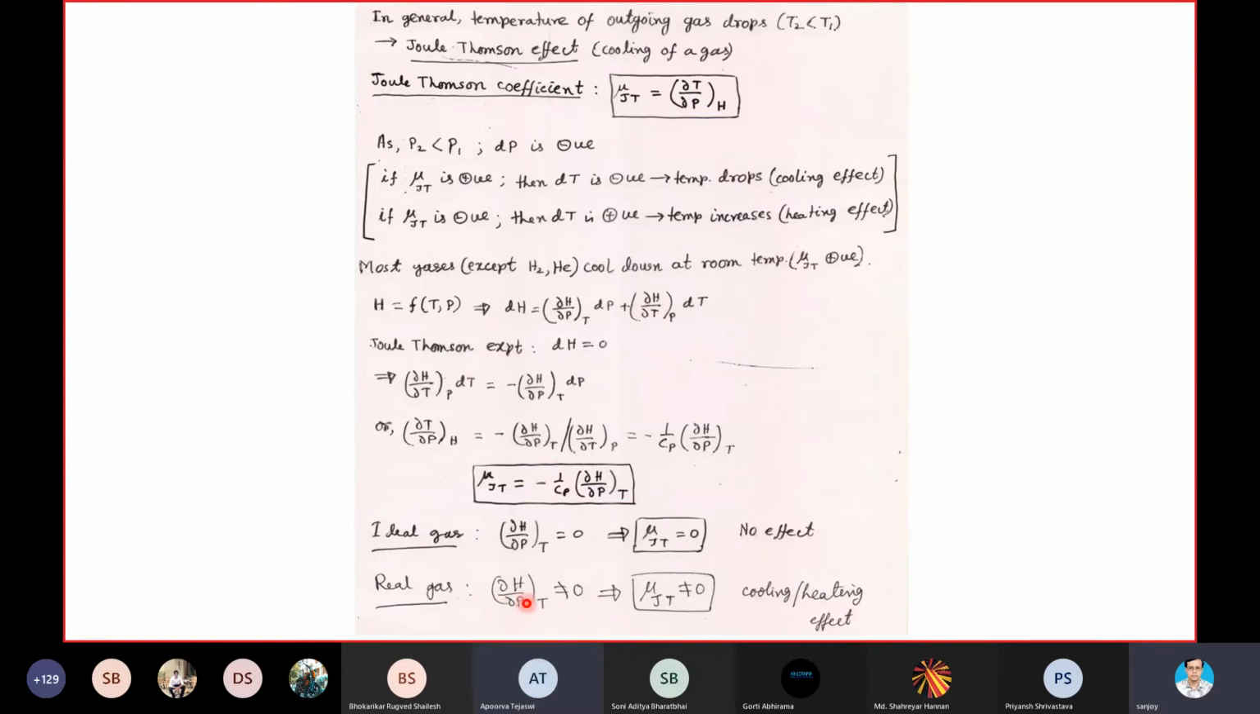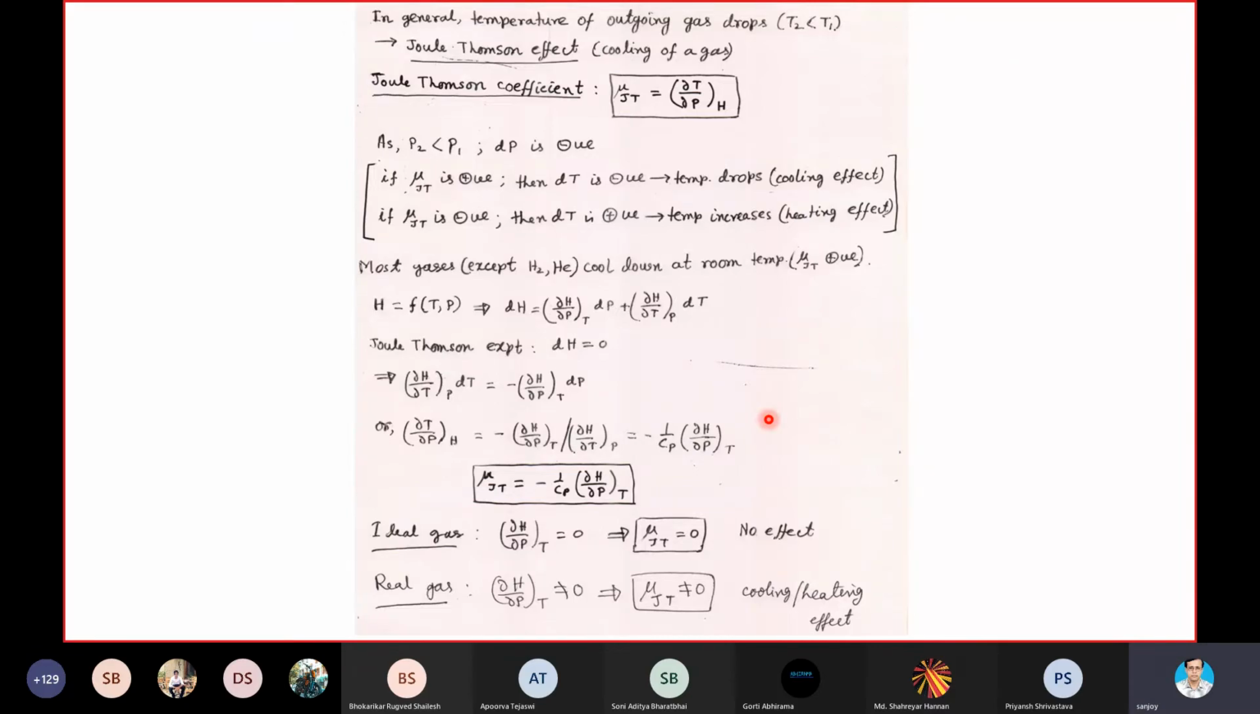For real gas, this term is not 0. So therefore, mu also is not 0. So mu will have a non-zero value now. Okay, and it will have a non-zero value. So two possibilities, one is positive and negative, what we discussed. So depending on that, you can see either there is a cooling effect or there can be a heating effect. Okay, so I hope this part you understood.